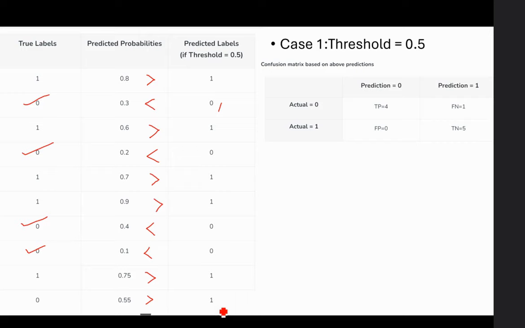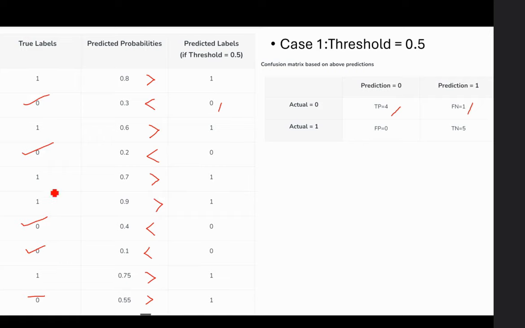Here the actual is 0 but the prediction is 1. So the true positive value is 4. Here the actual should be 0 and the prediction should be 1, and this one satisfies this condition. So the false negative value is 1. Here the actual is 1 and the prediction is 0. Here the actual is 1 and it is also predicted as 1, so this does not satisfy the condition. This one is also not satisfying.